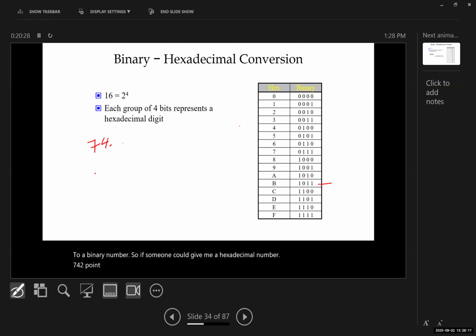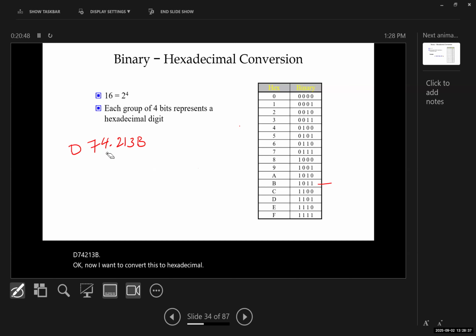742.13. You can make it a little more difficult. Is it okay if I add a few digits? D74213B. Okay. Now I want to convert this to binary.